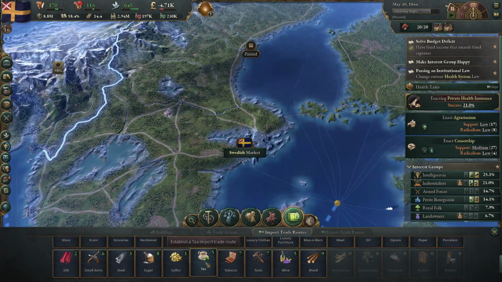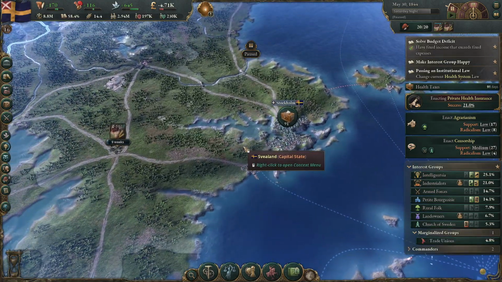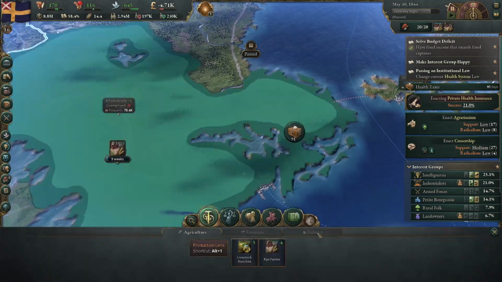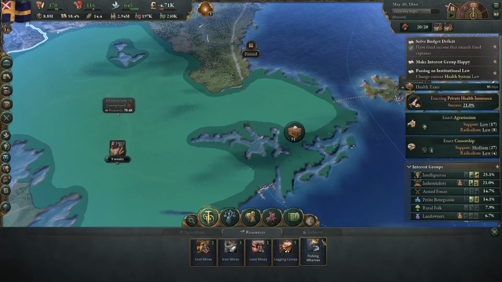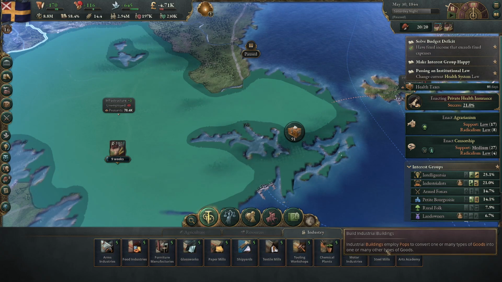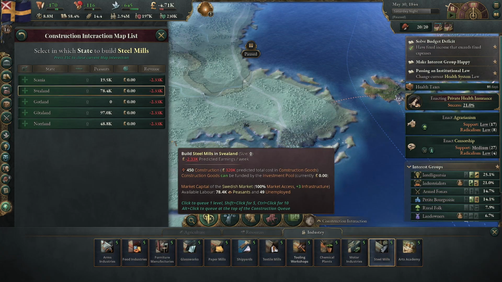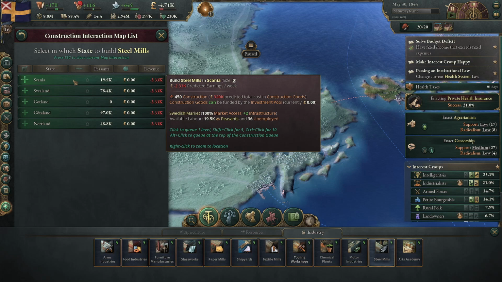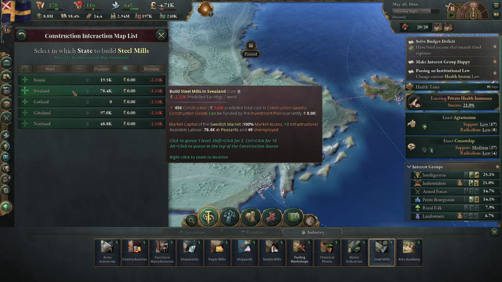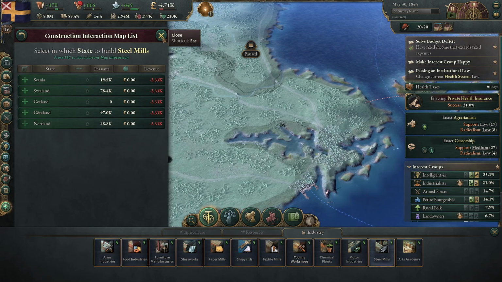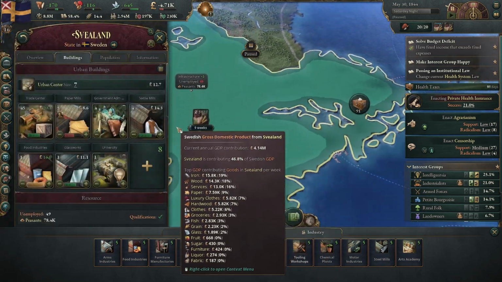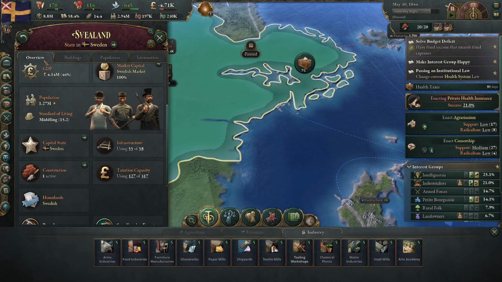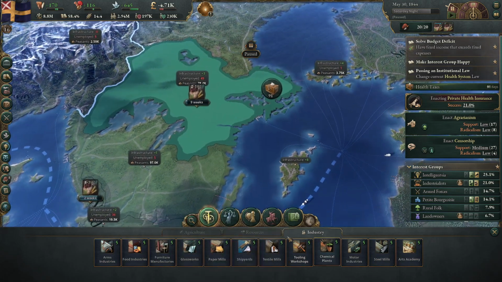We can import tea. Interesting. So we need a steel plant. Okay. Will this let us build steel? Oh, there it is. Steel mills. Oh, got 7,000 people in Gotland. Right, let's just see if we can work this out. Scotland has got iron mines.